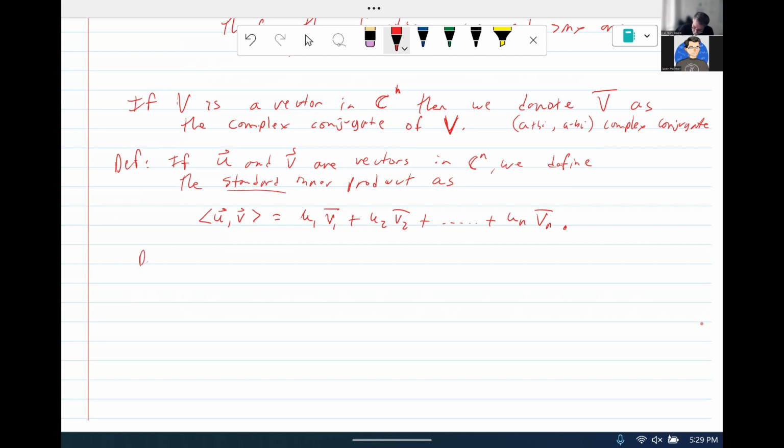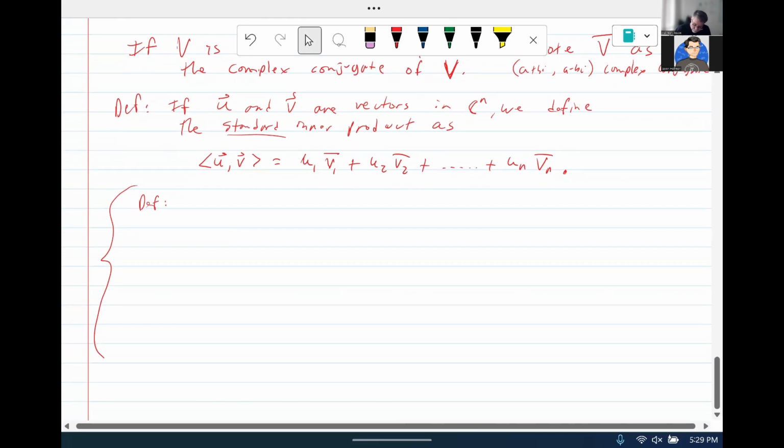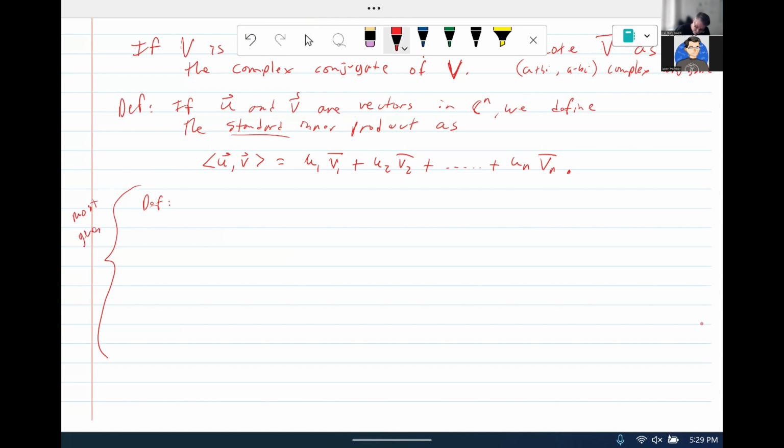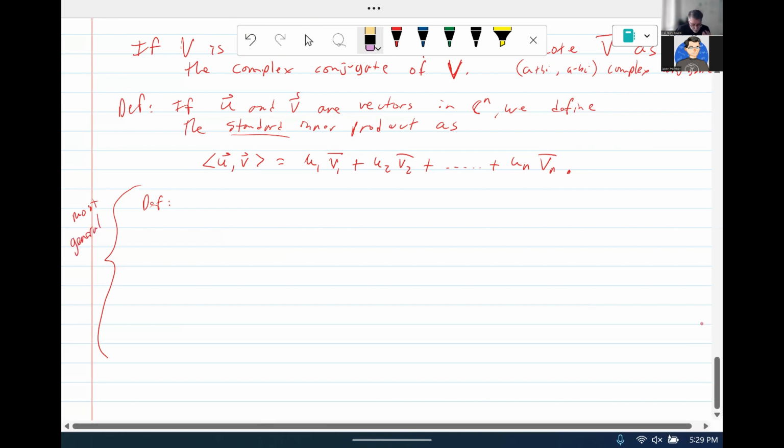Okay, so definition. This is going to be the most general, right? Because we dealt with three-dimensional real values. Then we upped it to multi-dimensional real values. Then we upped it to vector spaces. Now we're upping it to complex inner product spaces. This is kind of the most general.